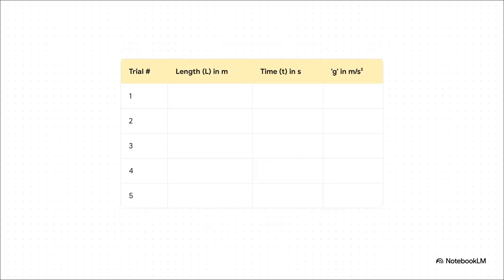And now it's your turn. You're going to run this experiment 5 separate times. Why 5? To make sure your results are solid. For each try, you'll measure the length, figure out the time by counting the marks, and calculate your g. And you'll keep track of everything right here in this data table.